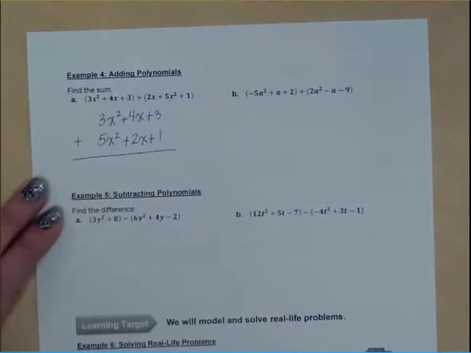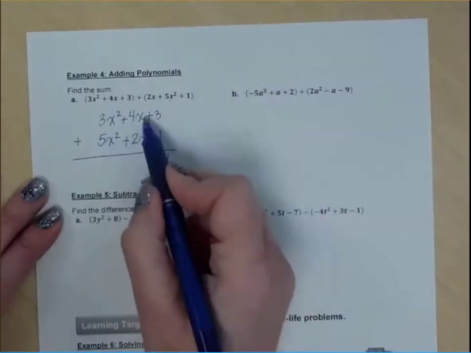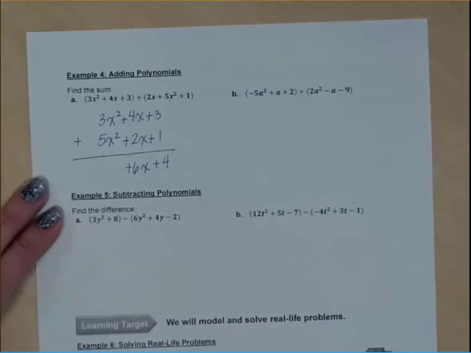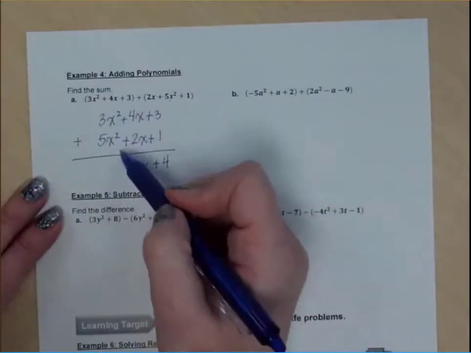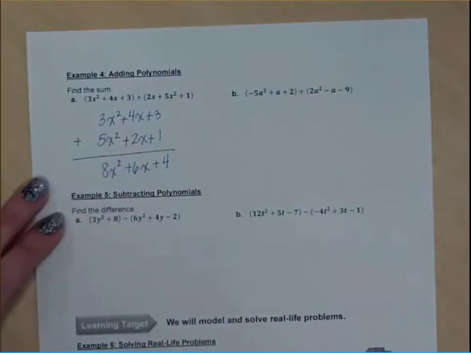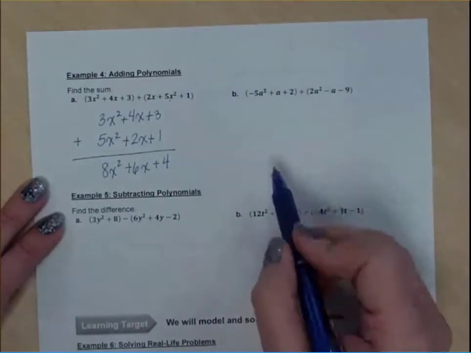Now I can add these. 3 plus 1 is 4. 4x plus 2x is 6x. And 3x squared plus 5x squared is 8x squared. Now, the other way I can do this, and I only recommend doing this with addition. With subtraction, it gets a little bit trickier.